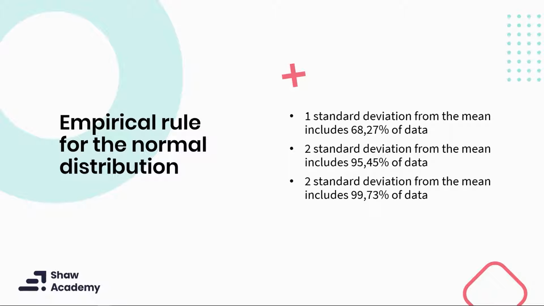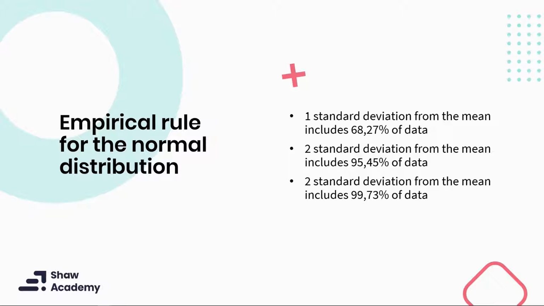Now, when dealing with a normal distribution, the standard deviation becomes especially useful. The empirical rule says that when a random variable is normally distributed, 68.27% of data lies within one standard deviation of the mean, 95.45% of data lies within two standard deviations of the mean, and 99.73% of data lies within 3 standard deviations of the mean.